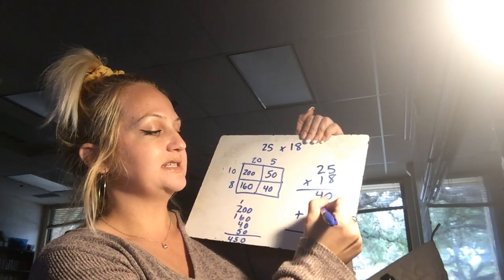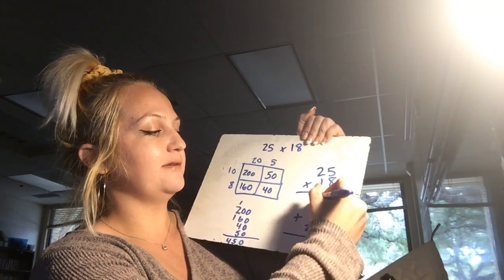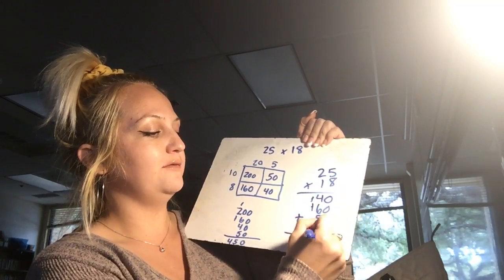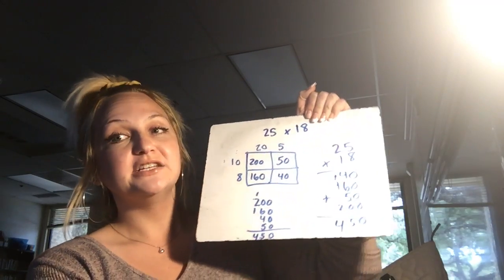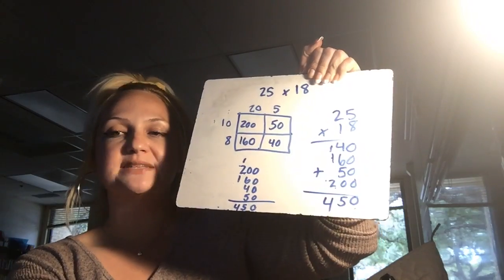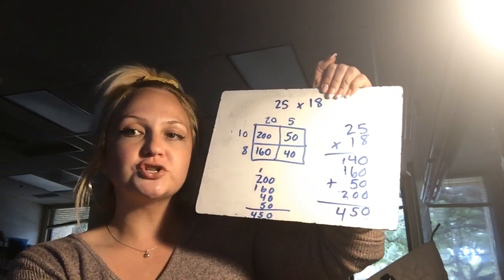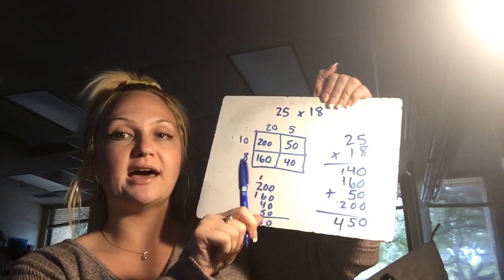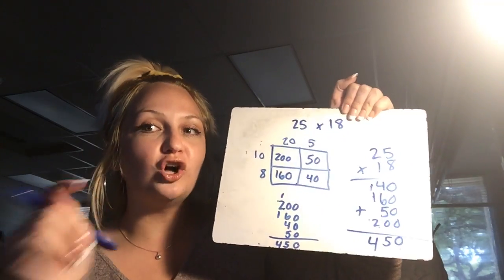0, it's 10, 15. Put your 5, carry your 1. 1, 2, 3, 4. 450. So that's how you connect area model to expanded algorithm. Same partial products, only instead of drawing it out, you're doing it in your old noggin.